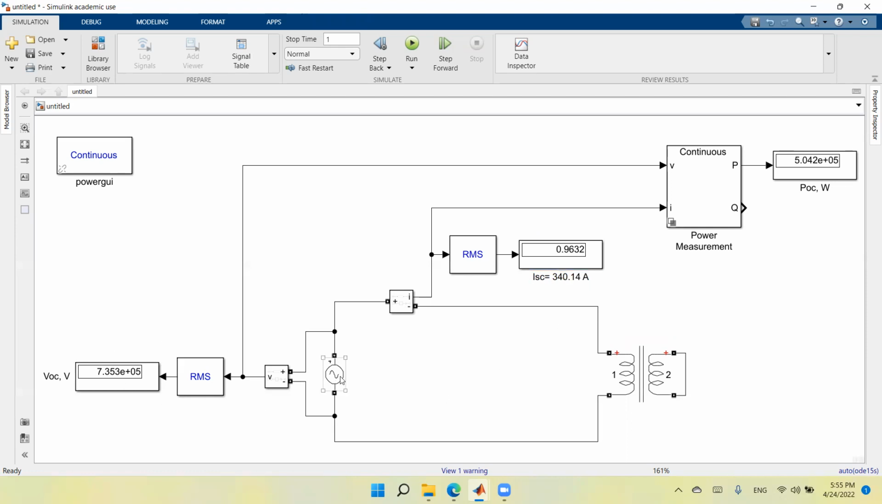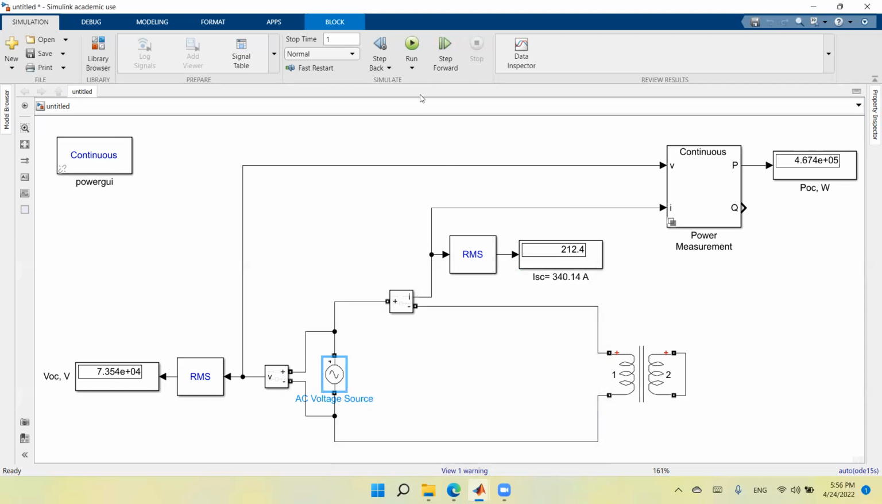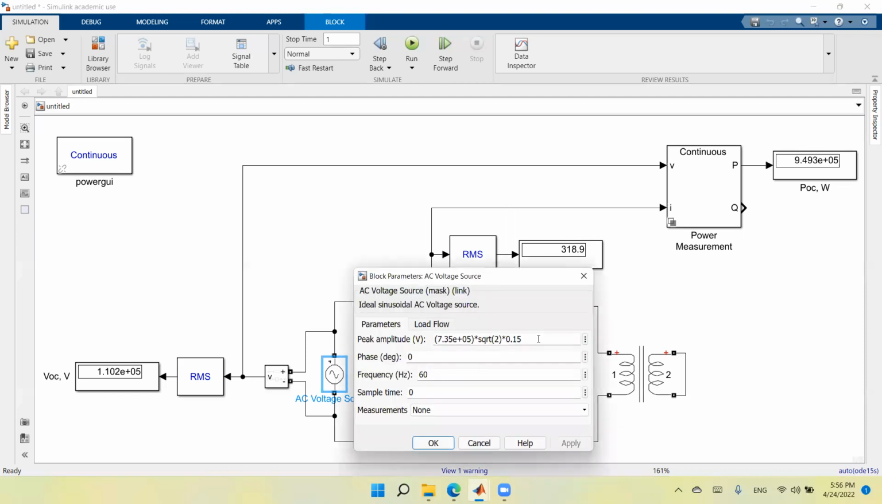Now I have this number calculated. I have applied a small voltage, which is 10% of the rated voltage, and I want to run the circuit. I click run, and I see that the current is only 212. So I need to raise the voltage until I get 340. If I raise the voltage by another 5%, I apply, OK, and run again. I see that I'm closer to 340. So I will do another 1%.